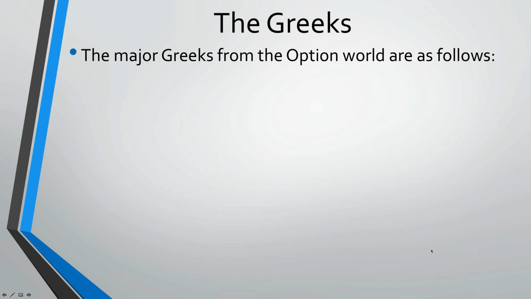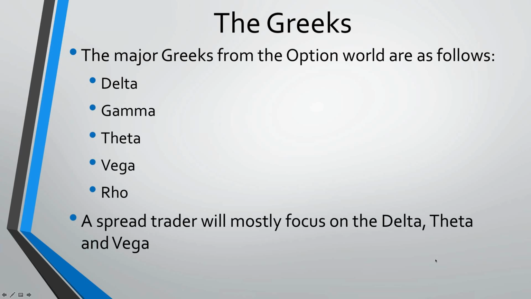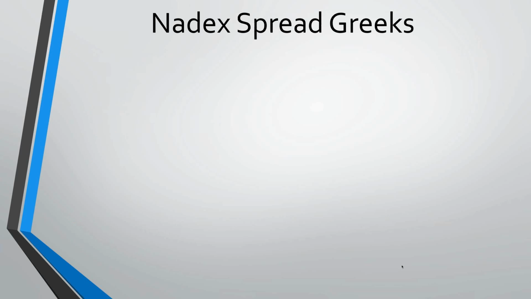The major Greeks from the option pricing world are as follows, and they're going to sound like frat houses, like fraternity house names, for those of you that aren't familiar with them. It's delta, gamma, theta, vega, rho, and as a spread trader, we'll mostly focus on the delta, theta, and vega. A spread trader will focus on those three. And again, I'm going to repeat the line from the previous slide. Don't worry if you don't understand everything right away. You don't need to master the Greeks to trade Nadex spreads. Very important that you understand that.